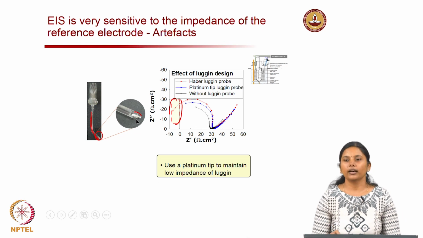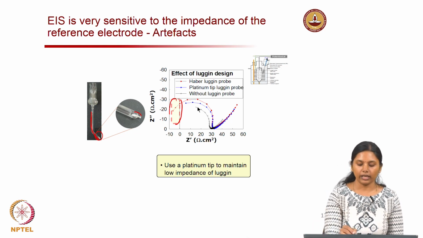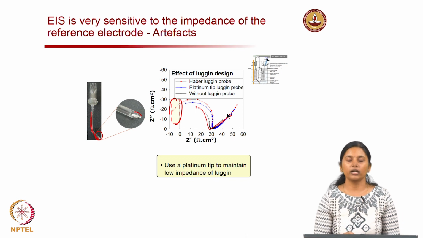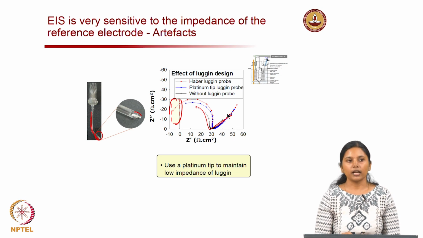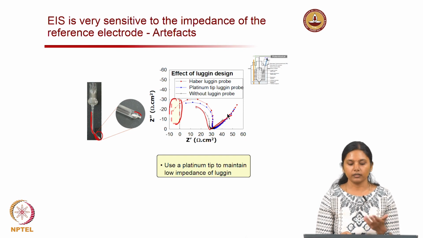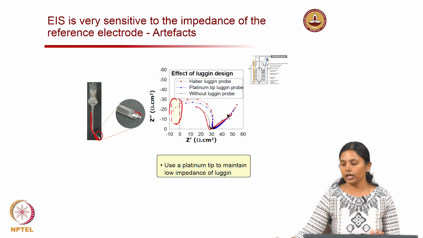One may argue that, by looking at this graph, you need not include a Luggin probe to avoid this artifact. But there are some cases where the reference electrode, while kept in the electrolyte, may contaminate the electrolyte and cause instability of the reference electrode. We do not want that kind of instability, that is why we introduce the Luggin probe, and when the Luggin probe has some issue, we can eliminate it with the help of the metallic tip.